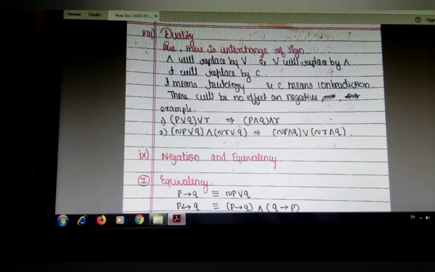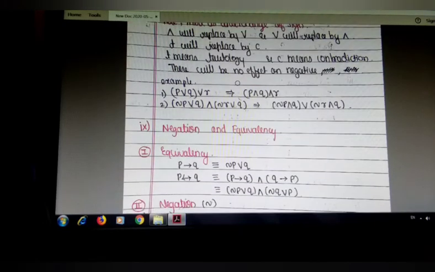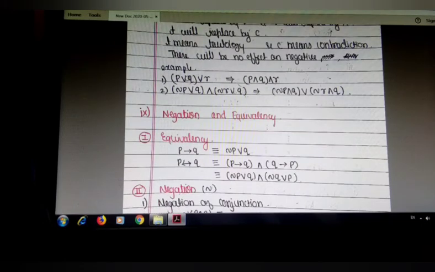Now the next topic we are going to learn is duality. Here there is interchange of sign, means AND will be replaced by OR and OR will be replaced by AND. Here tautology is also replaced by contradiction. Contradiction means false, and tautology and vice versa. For example, if P or Q or R, here the dual is P and Q and R, means here only the signs are changed.